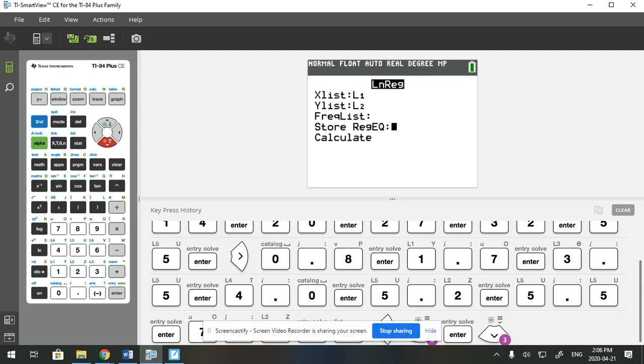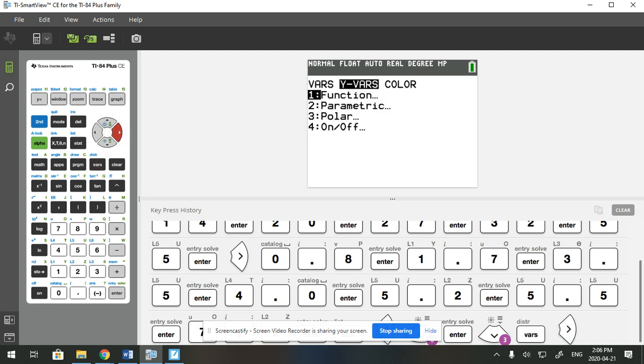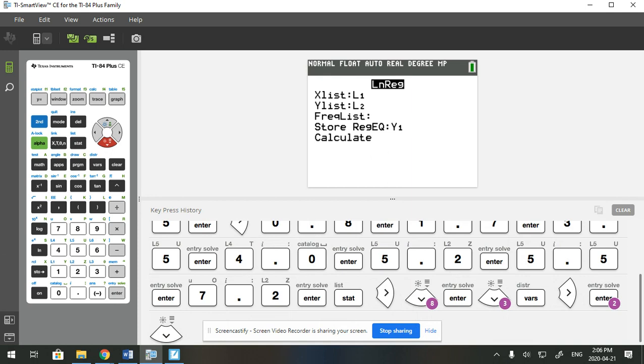So if you have my calculator, it's going to look like this. You're going to go down to store. If you have the older calculator, don't push any buttons. You're just going to go straight into vars, and you're going to move over to Y-vars and then hit enter, enter. And it's going to store Y1 for your graph. And then you can go down to calculate.